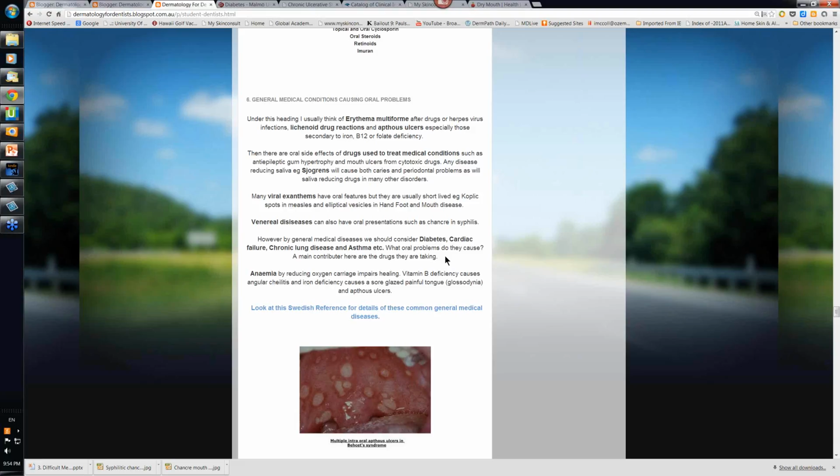So make sure you mention those first, and then you can throw in some of these other things about syphilis, about the effects of the drugs that are used in treating these general medical conditions, and then these specific conditions: erythema multiforme, lichenoid drug reactions and aphthous ulcers, that can be associated with some of these other deficiency problems. Thank you very much.